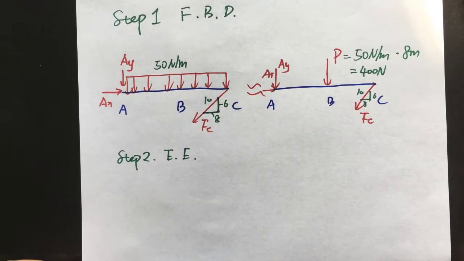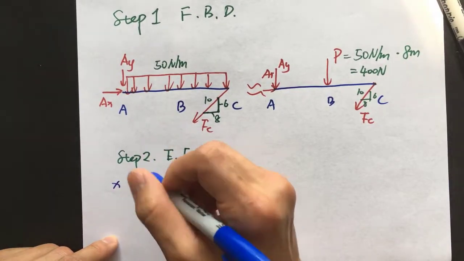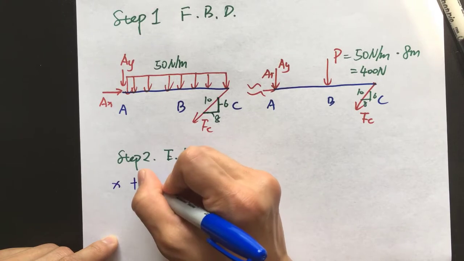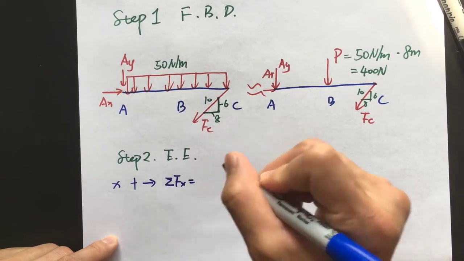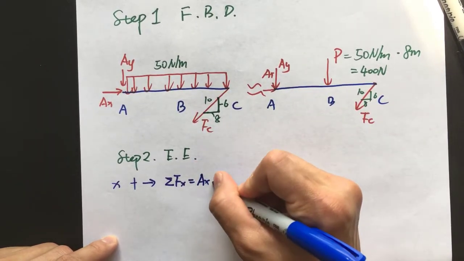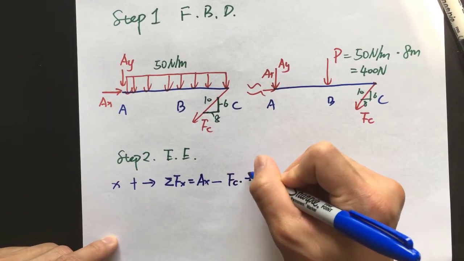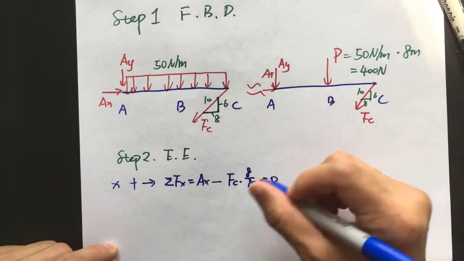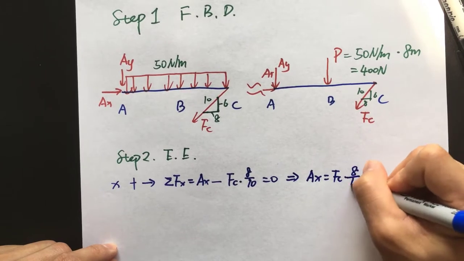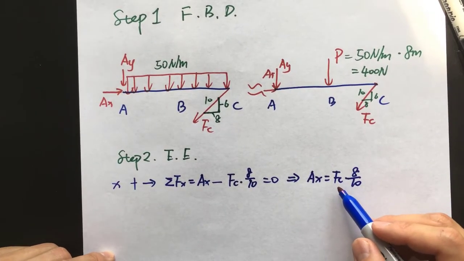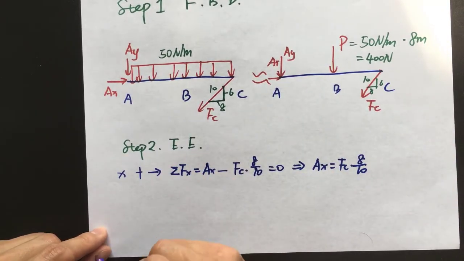With the free body diagram, we can move to the next step, which is the equilibrium equations. We should have three equations. The first equation is all the forces in the X direction. We assume the positive direction points to the right, so the summation of all the forces in the X direction equals AX minus the X component of FC, which is FC times 8 over 10, equals 0. With this equation, we get AX equals FC times 8 over 10. Even though we don't know the magnitude of FC, we just list this as it is and move on to the equilibrium equation in the Y direction.